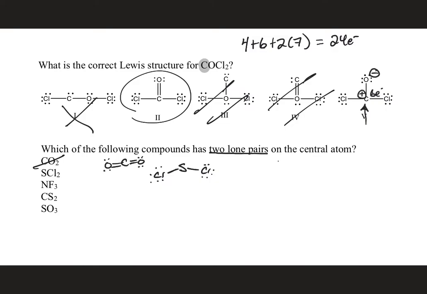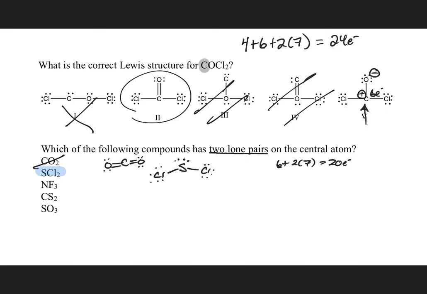We have sulfur in group 6. There's 2 chlorines, so this has 20 electrons. If you look at what we've got here, there's 2, 4, 6, 8, 10, 12, 14, and 16. So we are 4 electrons short, which makes this have 2 lone pairs. So that's one of them, and that is actually the only one.